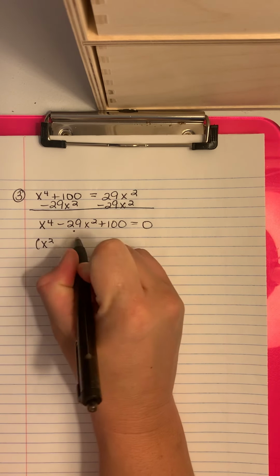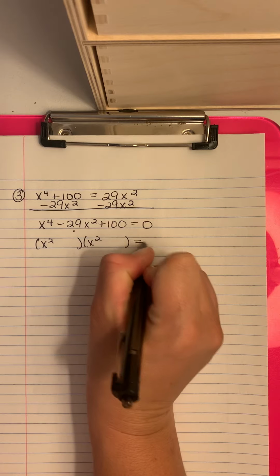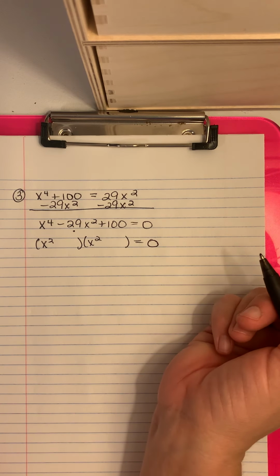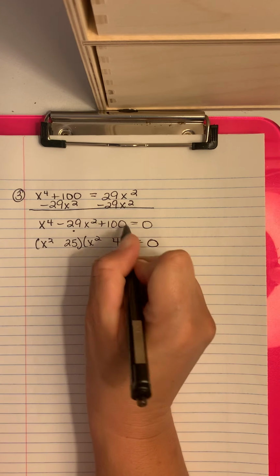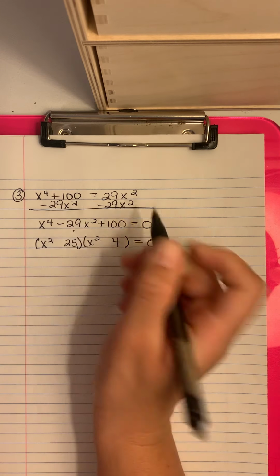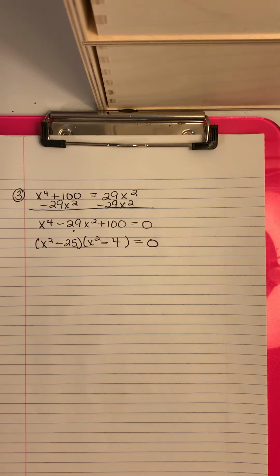And hopefully, really, because I feel like we've done this a million times this year, you all know you get 25 and 4, right? 25 times 4 gives me 100. 25 and 4 can give me negative 29 as long as they're both negative. So now when I'm looking at this, I realize, am I in fact done?